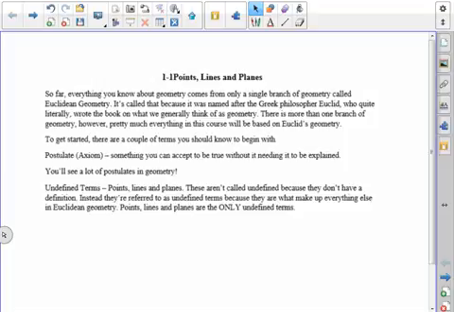Now, just a little bit of background. There's lots of different types of geometry. The type of geometry that we know already, the ones that you've been studying in your other math classes for years now, is a branch of geometry called Euclidean geometry, and it's called that because a guy named Euclid literally wrote the book called Elements. That was the name of his book that we've been using for thousands and thousands of years.